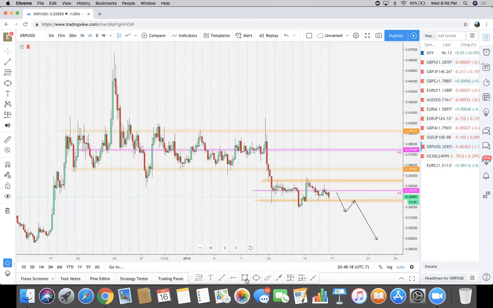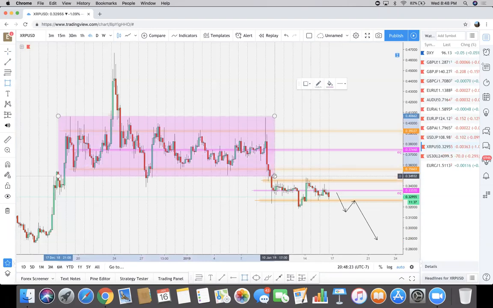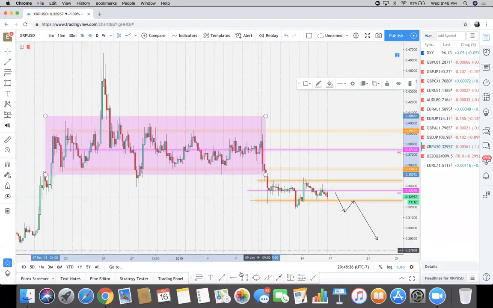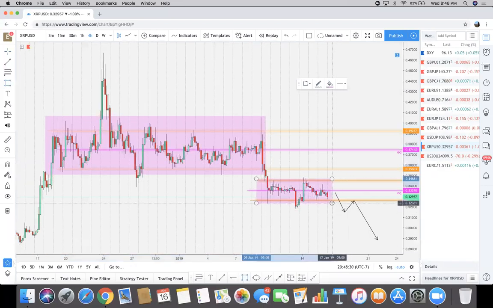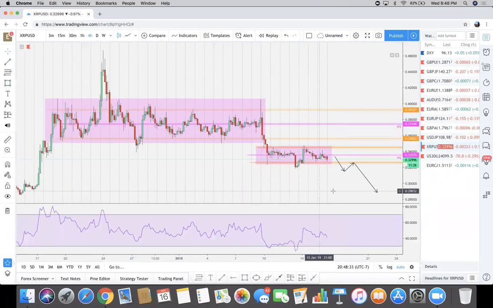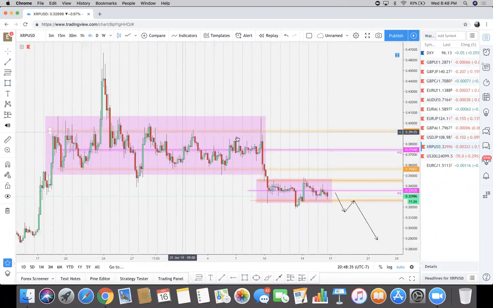So I'm just going to highlight this area because it looks like we were in this consolidation right here. And then it finally broke out. And then now we're in more consolidation right here. Can you guys see that pretty clearly? So this consolidation right here broke out, and now it's in consolidation again.